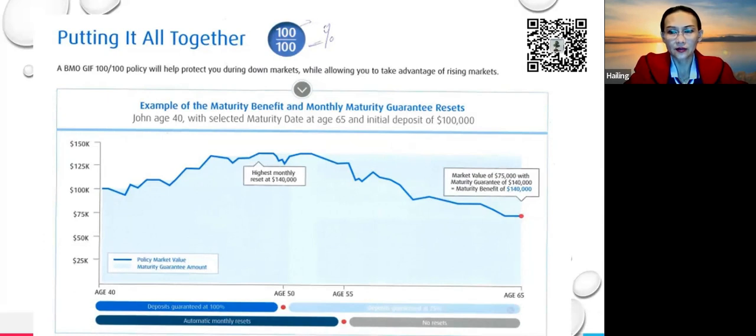So what happened at the age of 65? Let's say he needs to take out all the money he accumulated in the tax-free savings account, and the funds will be sold at market value, 75,000. However, the insurance company will top up the difference. So eventually, the client will still get $140,000 from this account upon withdrawal. If he put it into the tax-free savings account, that will be tax-free, right? So 140,000 will be the client's money.